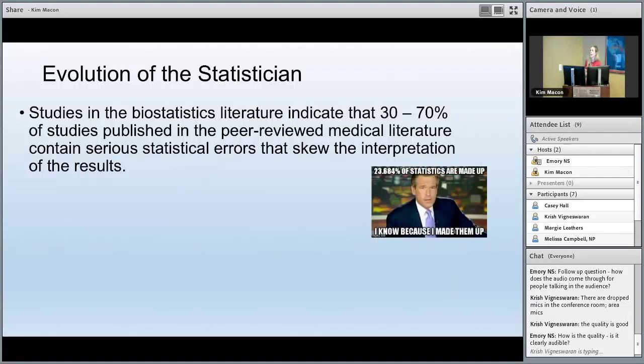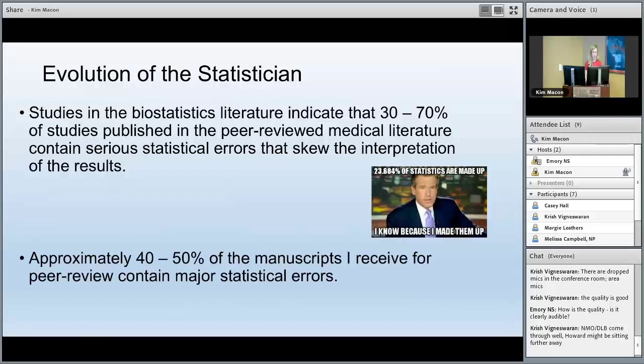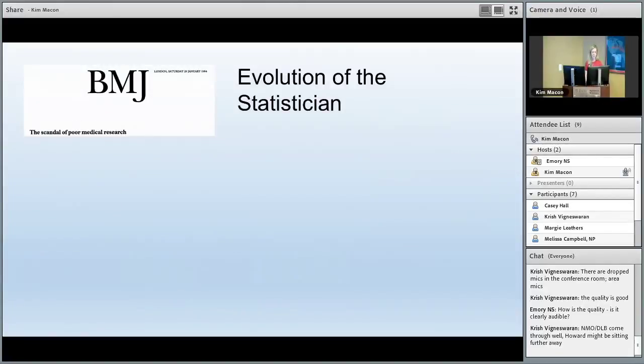So the evolution of the statistician. There have been a lot of papers out there saying that studies published in peer-reviewed medical journals may not always be 100% correct. And again, a statistic saying 30 to 70%, that's a wide range. But there are serious statistical errors that can skew the interpretation of results in medical research. And approximately half of the manuscripts that I review for neurosurgery contain very major statistical errors.